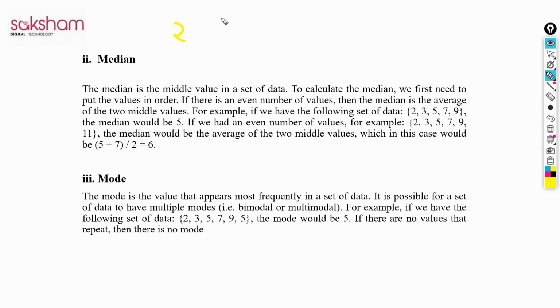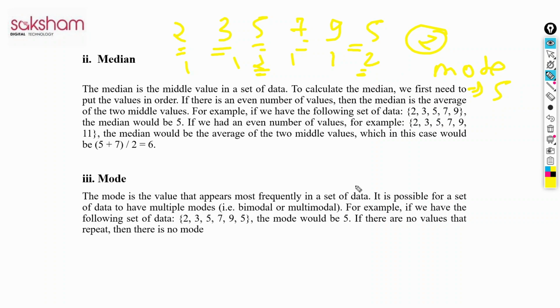We have data 2, 3, 5, 7, 9, 5. In this data we can see 2 is not repeated, 3 is not repeated, 5 is repeated two times, and 7 appears one time, 9 appears one time. So the value that appears two times is considered the mode. So our mode is 5. So our concept of mode is clear.